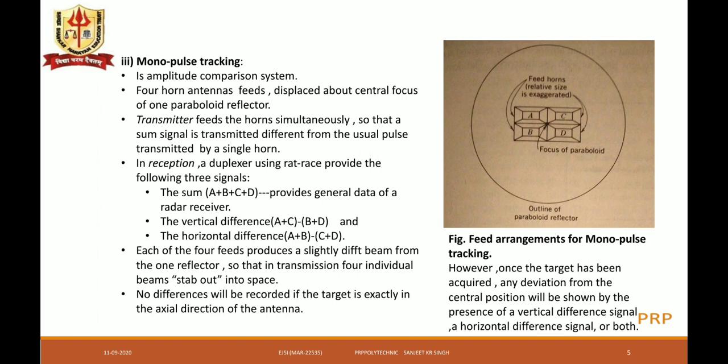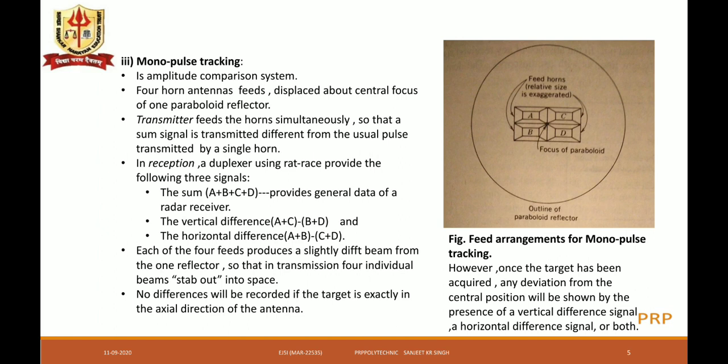It is similar to 4 different signals transmitted out into space, towards the target. So no difference will be recorded if the target is exactly in the axial direction of the antenna. If the target happens to be exactly on the central axis of the paraboloid reflector of the antenna, then all the signals will be the same.